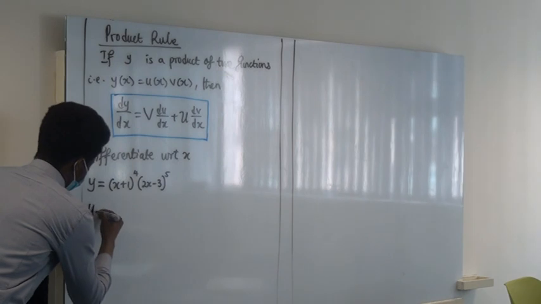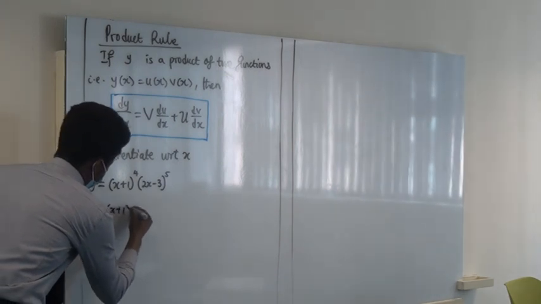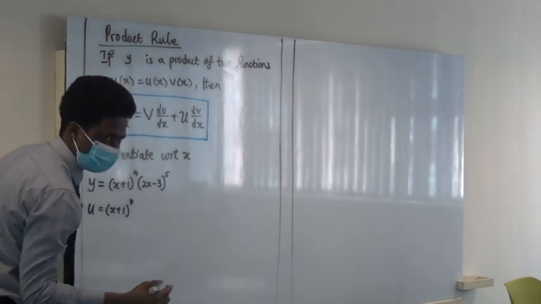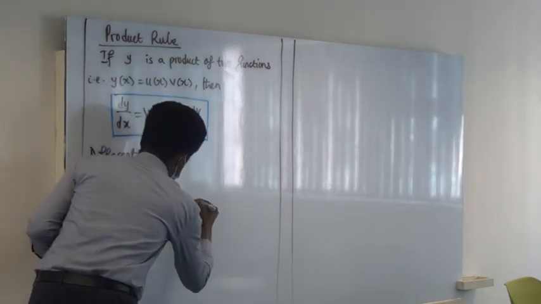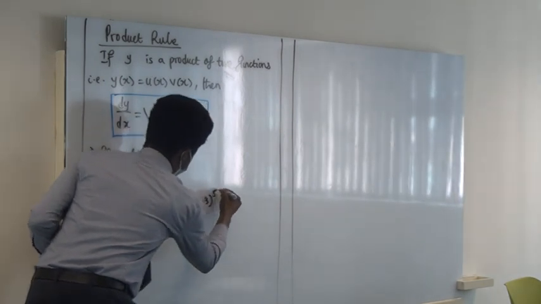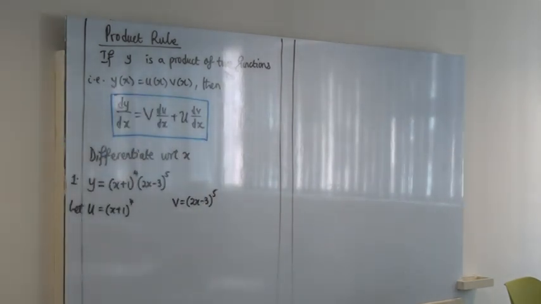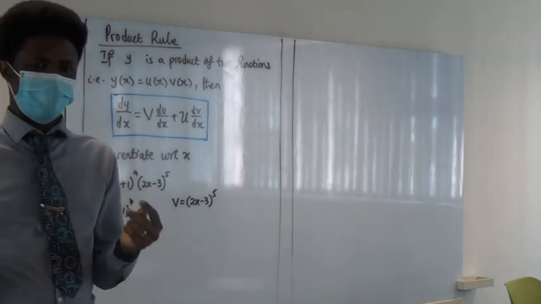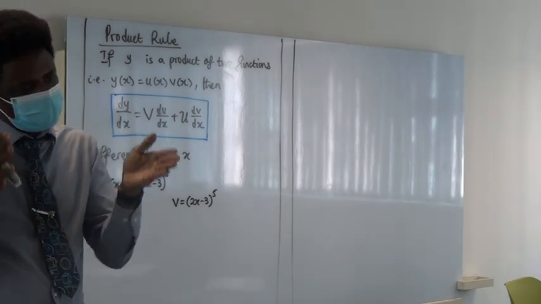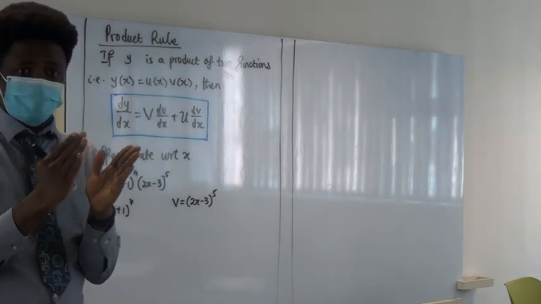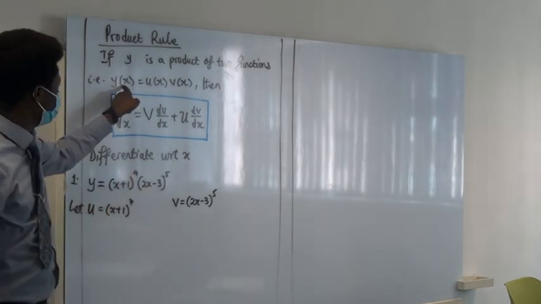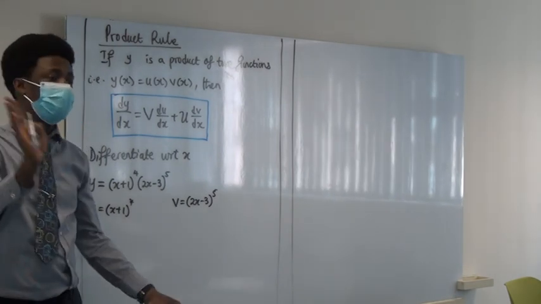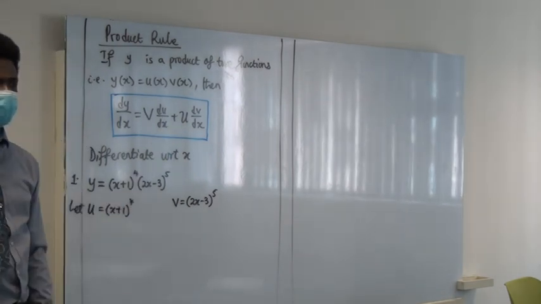So from here, U is equal to (x plus 1) to the power 4, or you can say let U be that, even though that's what everybody uses worldwide. V is equal to (2x minus 3) to the power 5. You see, the U this time around is not like the U in the chain rule, where U is representing the function in the bracket alone. The U is everything, because function Y is a product of U and V, which are each functions of x. So including the power, that's your U and V.